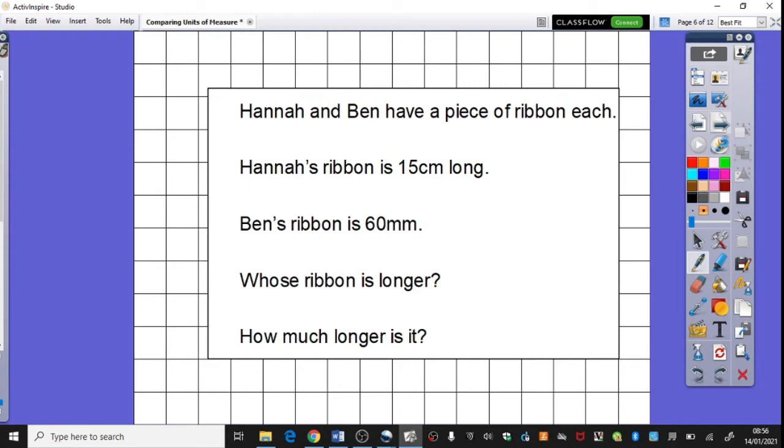Hannah and Ben have a piece of ribbon each. Hannah's ribbon is 15 centimetres long. Ben's ribbon is 60 millimetres long. Whose ribbon is longer? How much longer is it? Now I talked to you about the fact that you're going to need to do some kind of converting today, particularly as these units of measure are different, and some subtraction as well today when you come to doing your comparing of your different units of measure. So have a little look at that question and then we'll go through it together.